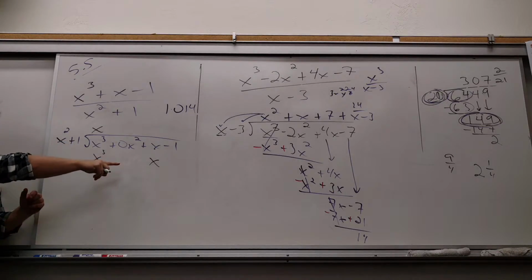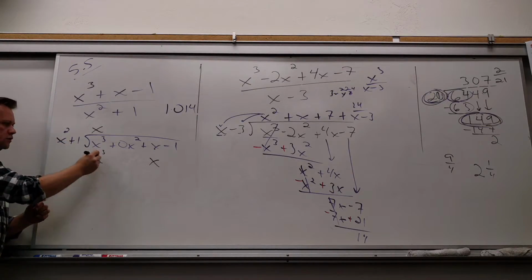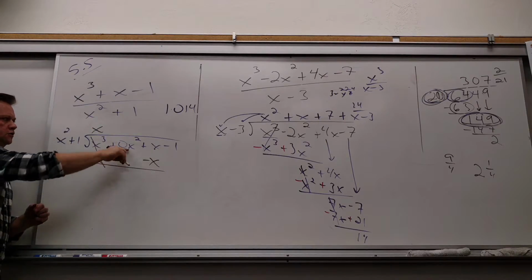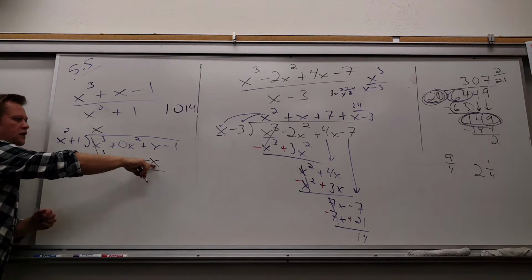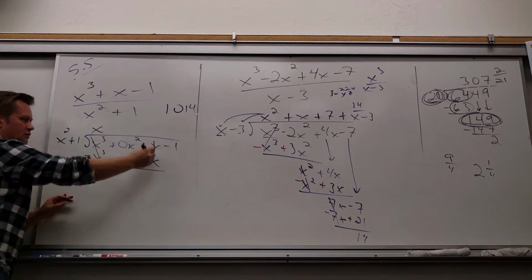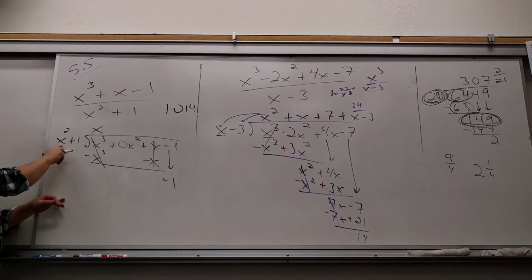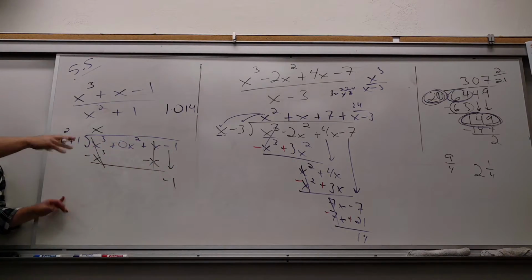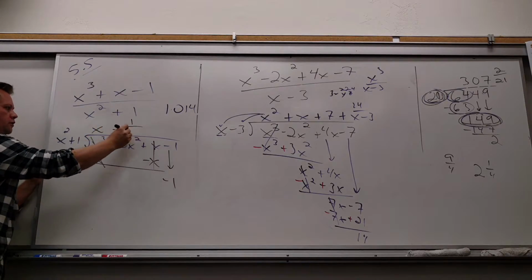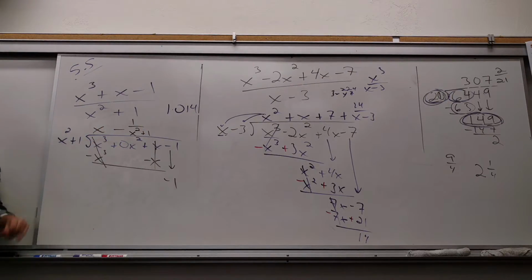So then what do I do now? Change the signs. Good. Those cancel. No x squares. Those cancel too. That's neat. I like that. So then you bring down the -1. Now, can x squared go into -1? No. So you know you're done. So minus 1 over x squared plus 1.